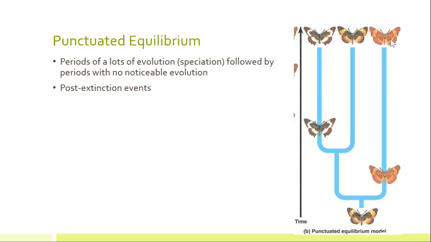Now, there's another hypothesis about it that's called punctuated equilibrium, and this is where you have periods of lots of speciation followed by periods with no noticeable evolution, and this is also true. Okay, you get these post-extinction events where you get this rapid speciation, like really fast, because you've got all of these open niches. But it turns out that you actually have both of these things. So there are certain events, these adaptive radiation events, that are punctuated equilibrium, and the rest of the time seems to be a gradualism kind of situation, the graduated equilibrium.